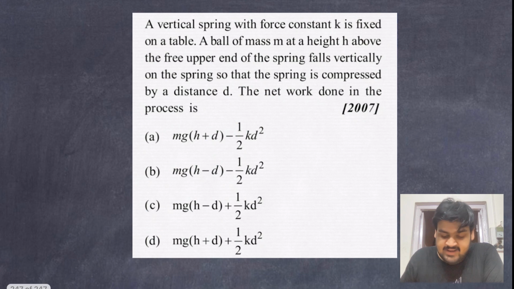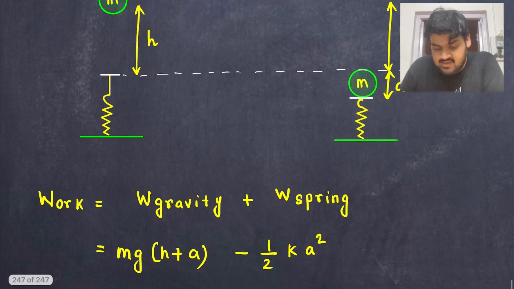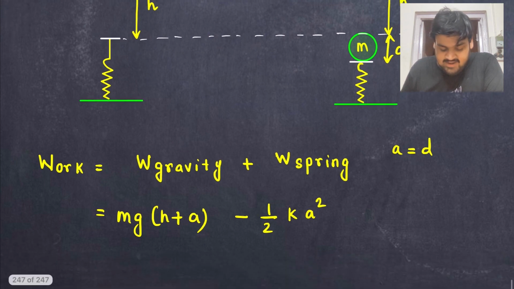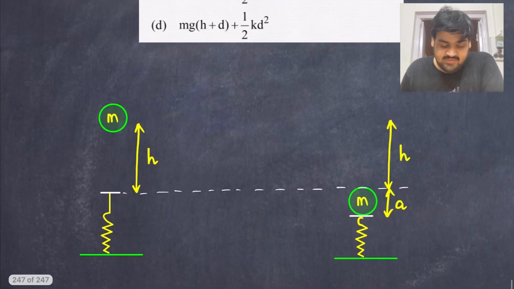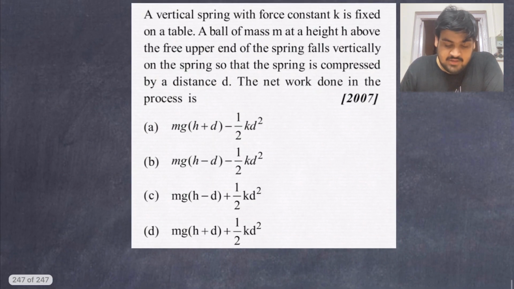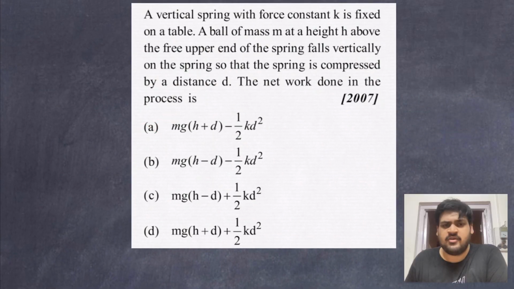Here I made a teeny tiny mistake. They are saying that the spring is compressed by a distance d, and I took the distance to be a. So a is nothing but d. The net work done will be mg(h + d) minus half k d square, so the correct option to this question will be option number 1. I hope you got this question. It's a good question and it can get repeated. Understand the concept, draw the diagram well, and you can easily solve this kind of question.